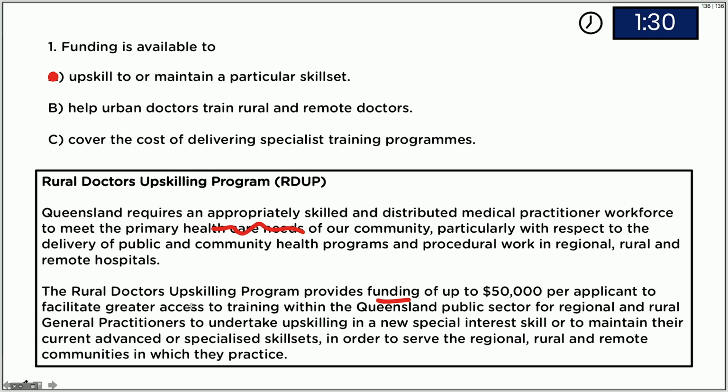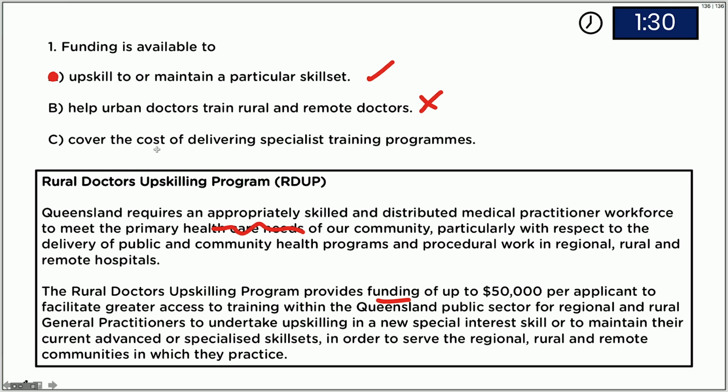So it says it provides funding for general practitioners to undertake upskilling in a new special interest skill or to maintain their current advanced or specialized skill sets. So in other words, funding is available to upskill to or maintain a particular skill set. It didn't say anything about helping urban doctors train rural and remote doctors. That wasn't mentioned, so that would be wrong.